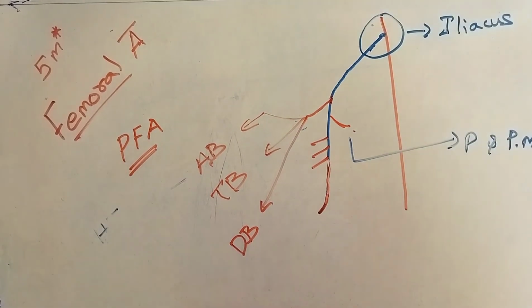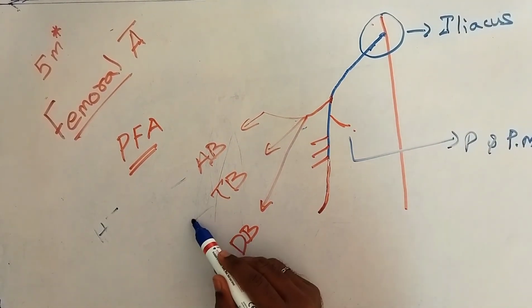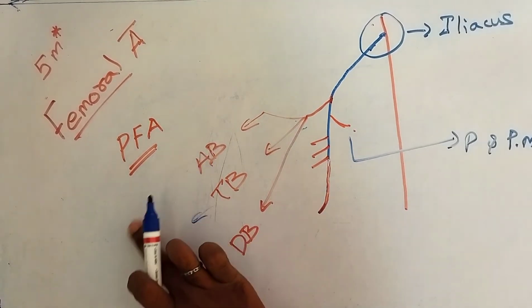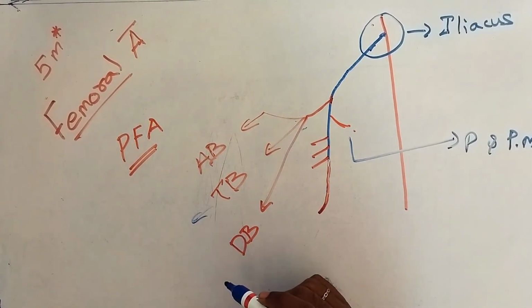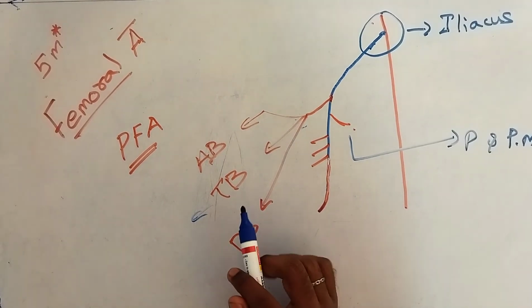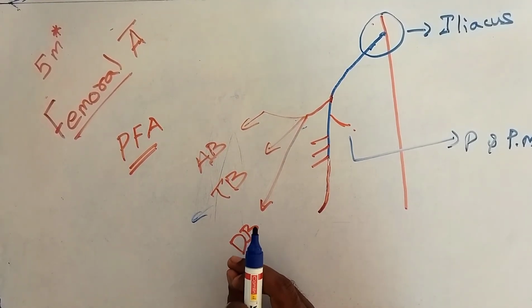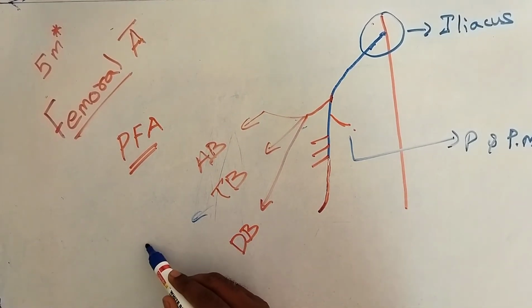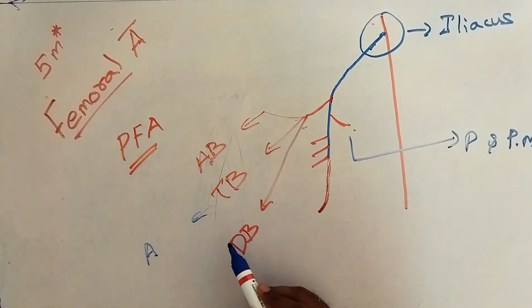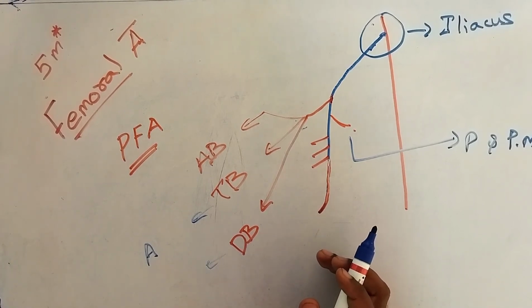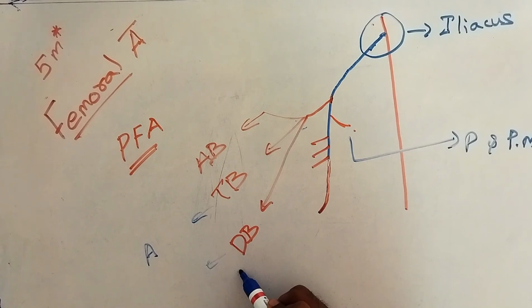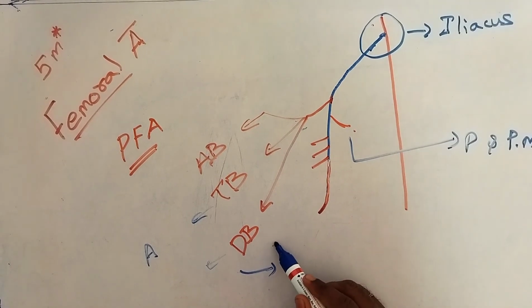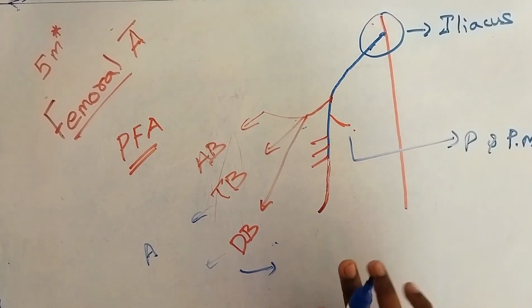Next, the transverse branch pierces the vastus lateralis and takes part in the cruciate anastomosis. That means this transverse branch forms an anastomosis on the back of the thigh just below the greater trochanter. The descending branch runs downwards along the anterior border of vastus lateralis, accompanied by the nerve of that muscle.